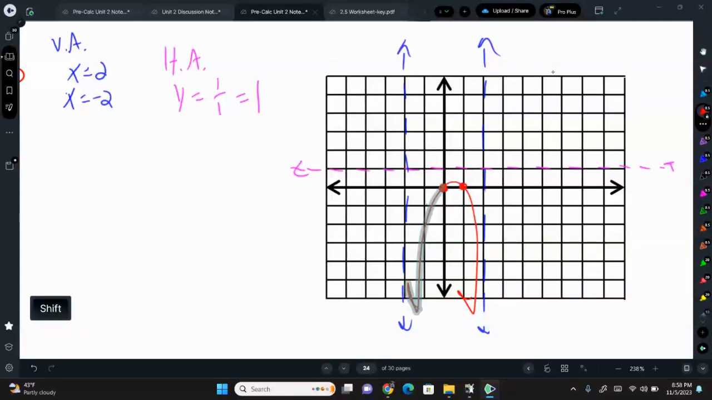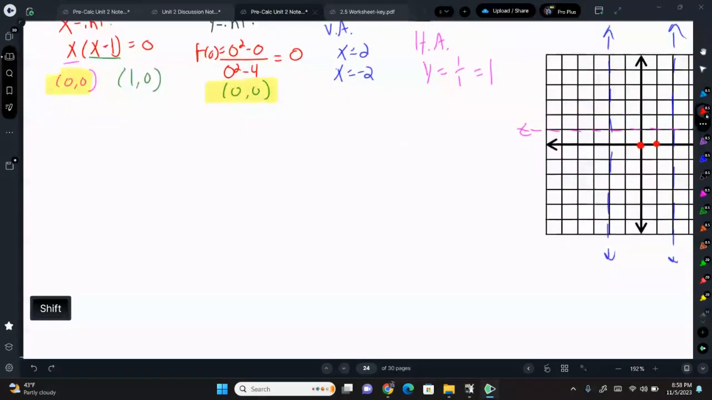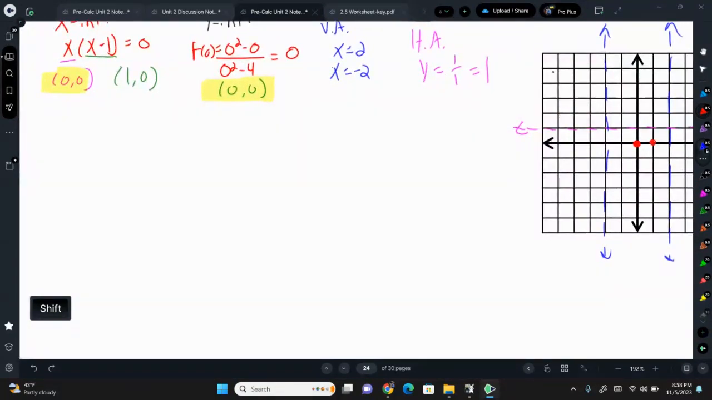We know in that previous problem we were able to cross the horizontal asymptote. So how do we know that this doesn't go like that? We don't, and that's why we have to do this end behavior stuff and vertical behavior. So vertical behavior for the negative 2 asymptote.